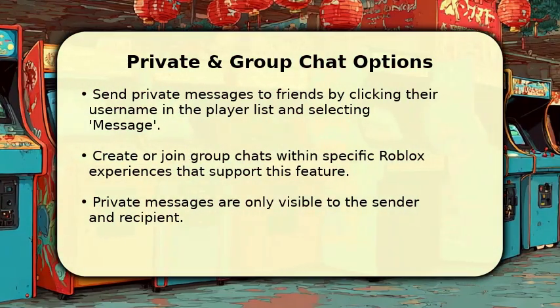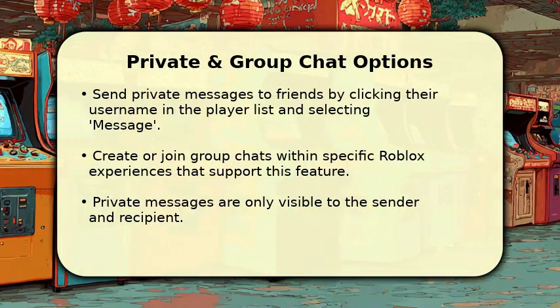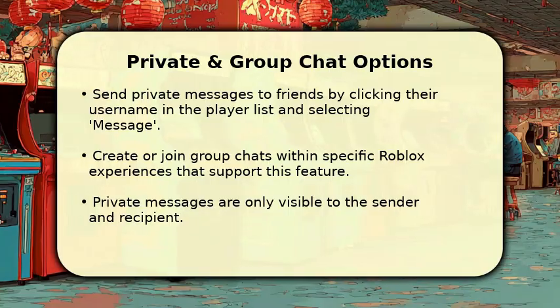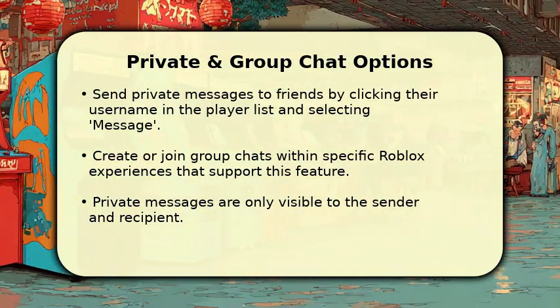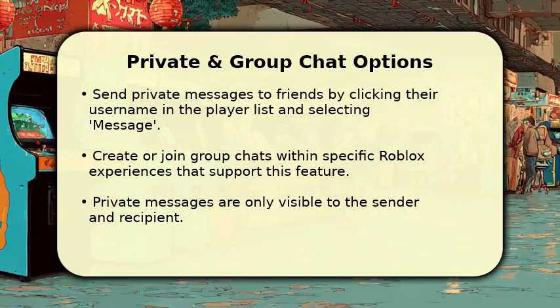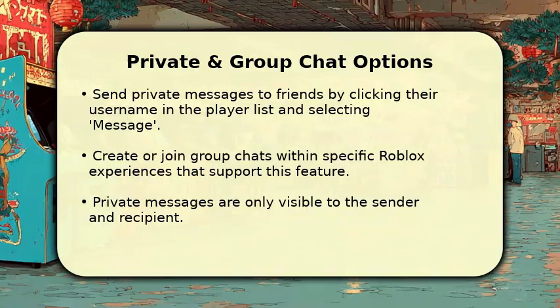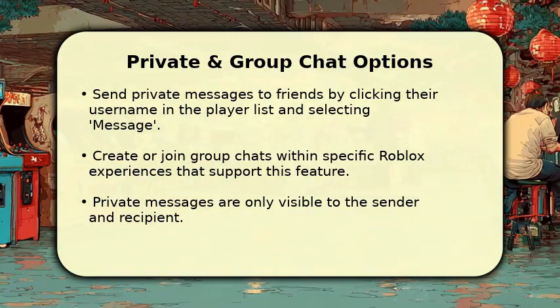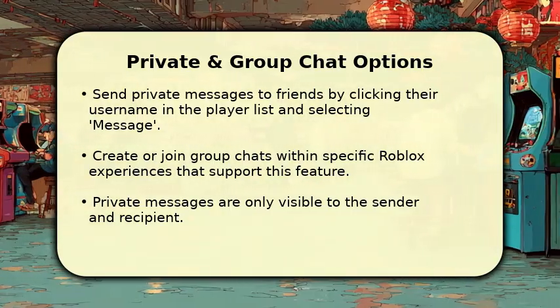Beyond public chat, Roblox offers private messaging and group chat options. To send a private message, simply click on a friend's username in the player list and select the message option. These messages are exclusively visible to you and the recipient. Some Roblox experiences also support group chats, allowing a select number of players to communicate privately within that specific game. These features enhance focused communication with your friends.